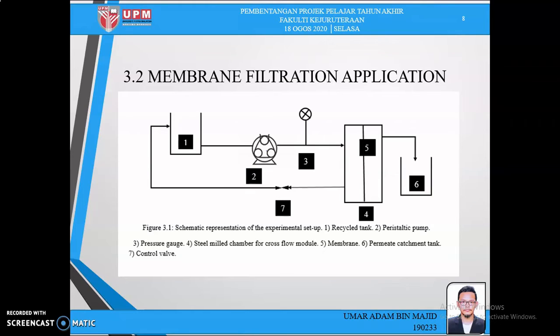This is our membrane filtration application. Starting with number one, the reservoir tank, then going to the plastic pump, pressure gauge, and then into the chamber itself. Then we control the pressure of the chamber with the control valve, and the pump was set at 40 rpm.